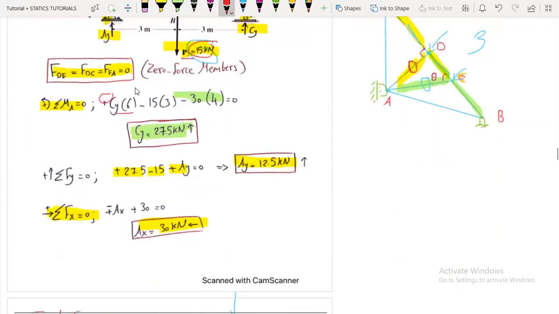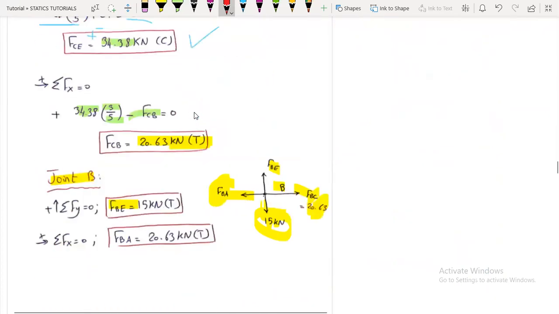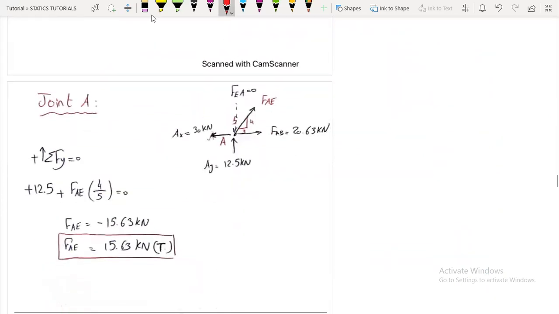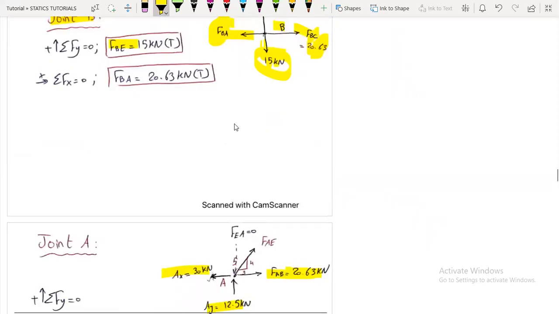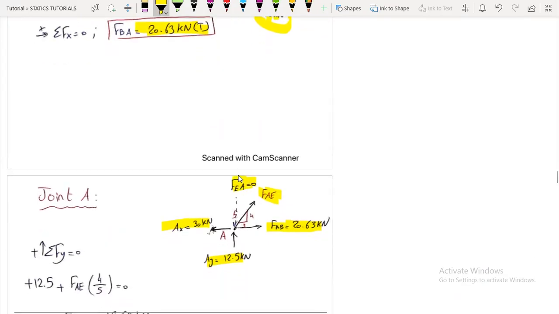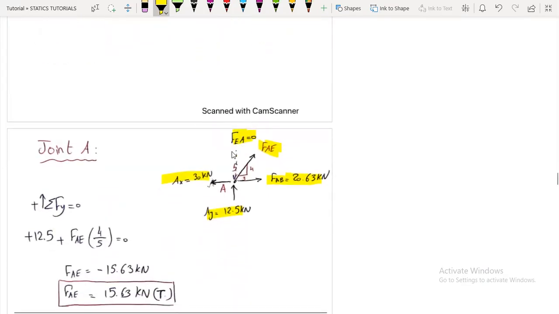But at joint A, we have also the reactions. So at joint A, we have the reactions Ay and Ax. We have FAB, which we have already found previously here. It's 20.63 kilonewtons tension force. FAE, the unknown, and here it is a zero force member. If you left it as unknown, you will find actually it is a zero force member. You'll get a value of zero.